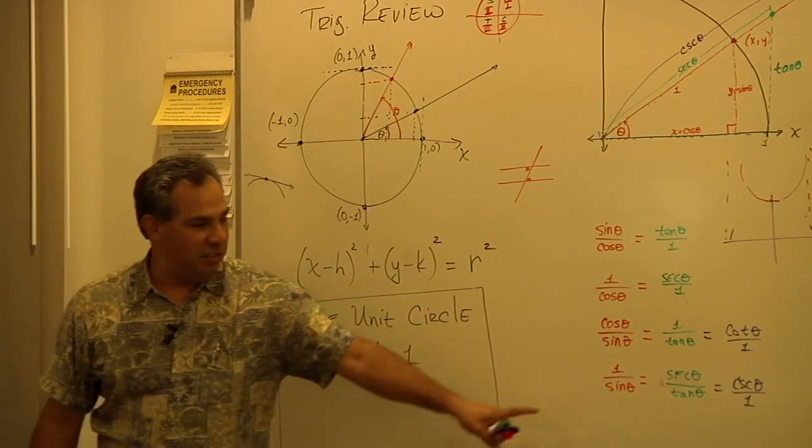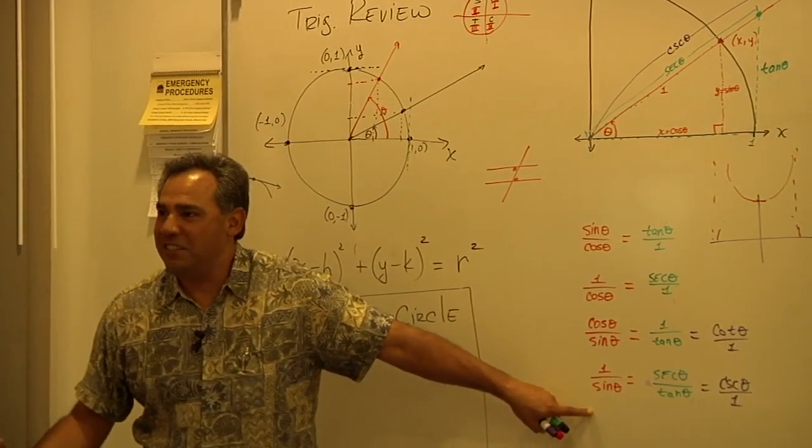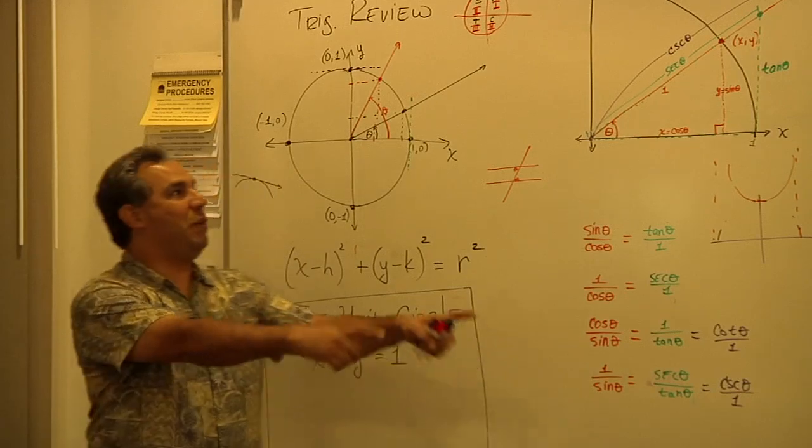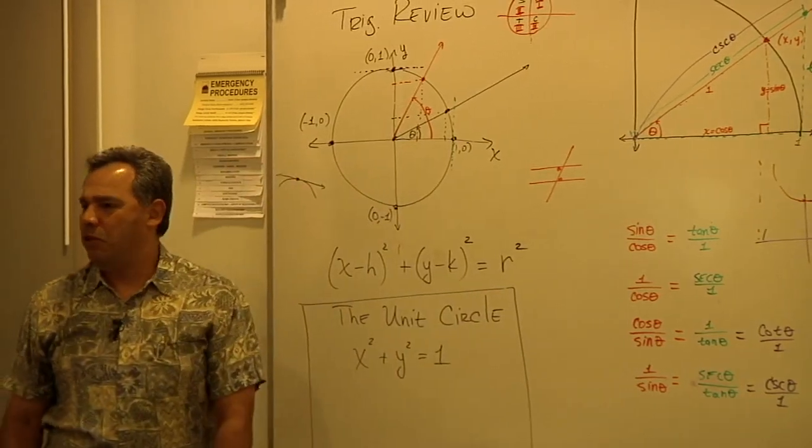Why is it negative? Because the sine is negative, which means the y-coordinate is negative. So everything jumps back to where? This little picture. Now, let me mention something.